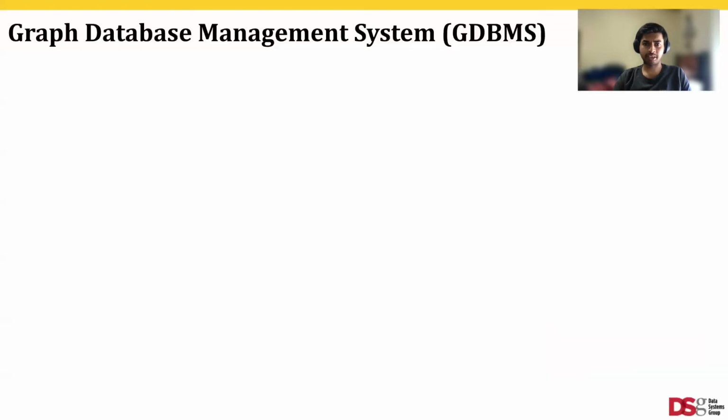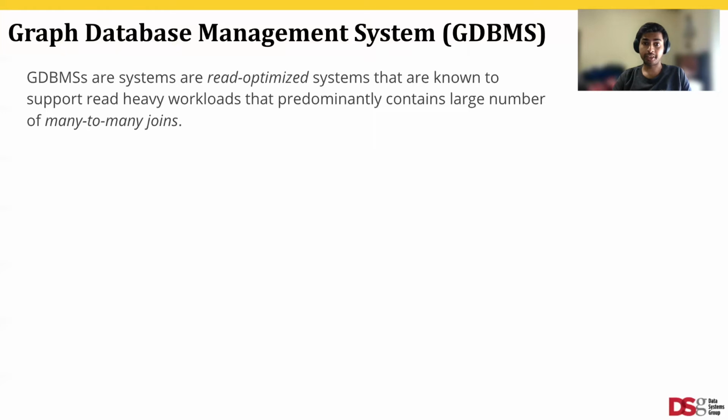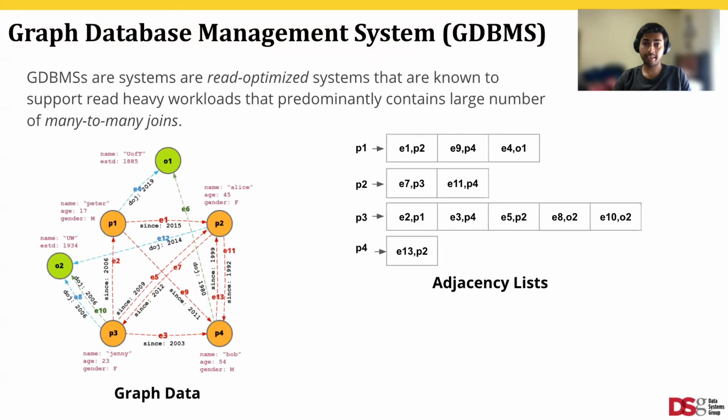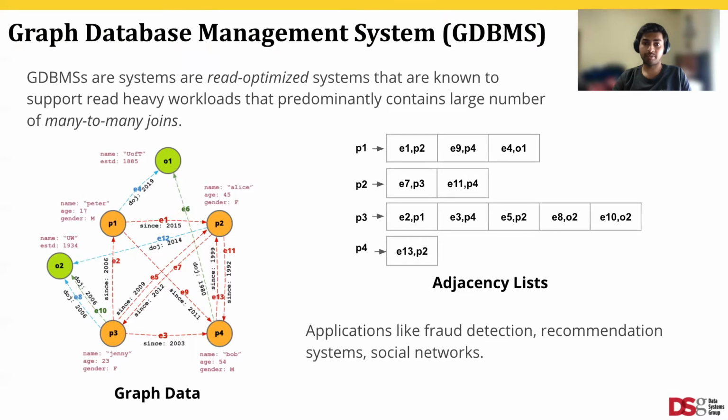Graph database management systems are read-optimized systems that are known to support read-heavy workloads containing a large number of many-to-many joins. These systems are tuned to perform fast joins on many-to-many relationships, which is a unique characteristic of graph data. They are able to do so by making use of adjacency lists that map a vertex to its set of neighbor vertices and corresponding edges. Typical applications of GDBMSs include fraud detection, recommendation systems, and social network analysis.